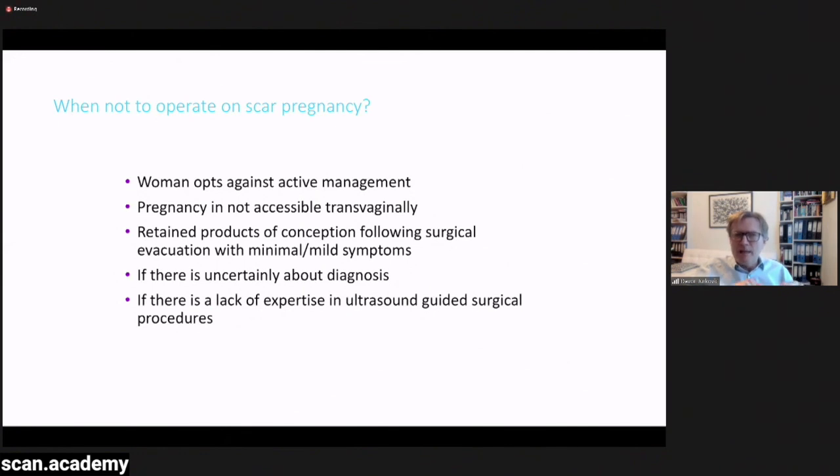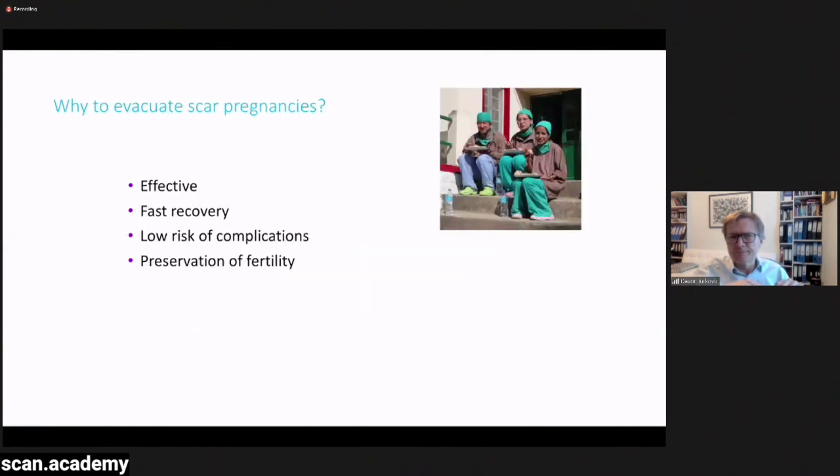So when not to operate a scar pregnancy? When women do not want to have an operation, when you can't access the pregnancy vaginally, when you have retained products which are very small, if you're not sure about the diagnosis, or if there is a lack of expertise in ultrasound-guided procedures. You shouldn't be doing it unless you know how to use ultrasound in theater.